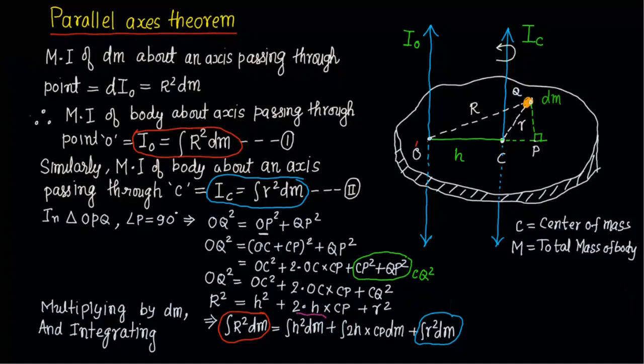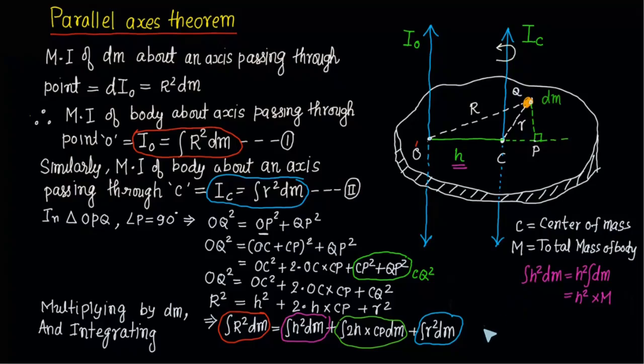Now here this particular term is very interesting. So h is constant, friends, so it will come outside the integration, and this will be integration of dm. Okay, so if you see this particular term h square dm, I can take h square outside and then integration of dm, that is infinitesimally small mass we are integrating. So that will be nothing but h square into the total mass of the body, m.